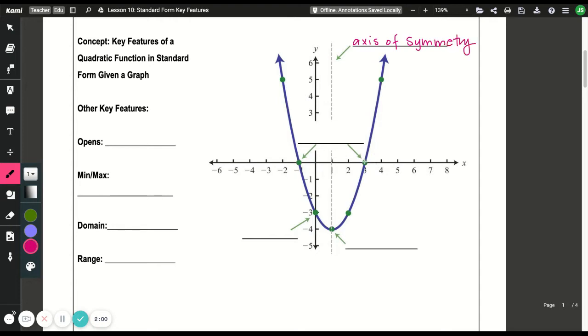We have these two points right here where it crosses the x-axis. Those are x-intercepts. You could have two, you could have just one, or you could have no x-intercepts. And we'll talk about what those look like and how that happens. Here it crosses the y-axis at -3. That is a y-intercept. It will always have a y-intercept. A quadratic or parabola will always cross the y-axis.